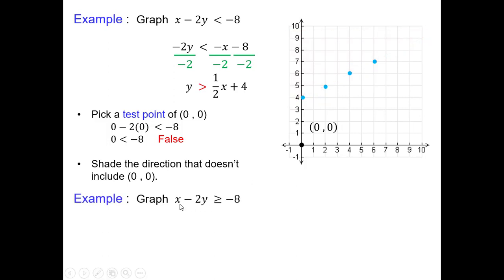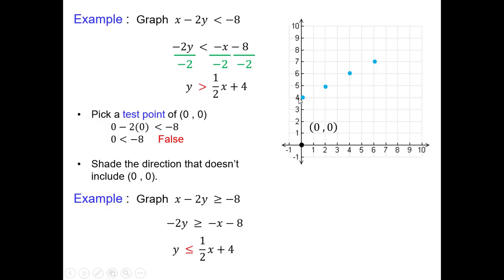Now what if we were to graph x minus 2y is greater than or equal to negative 8? Well, notice it's very similar to this inequality, except the inequality sign is switched now. So same idea, we subtract x, divide by negative 2, and notice that we again have to switch the inequality sign. So notice that we still get the same quantity on the right side, 1/2 x plus 4, but now the inequality sign is less than or equal to. So let's notice what that does.